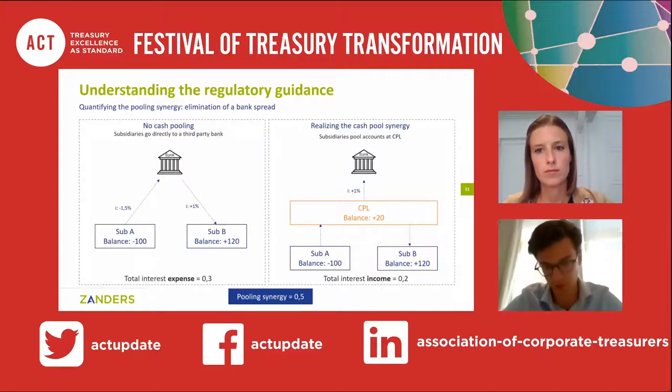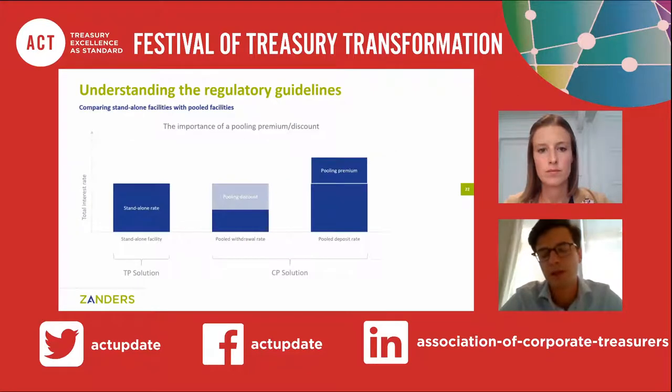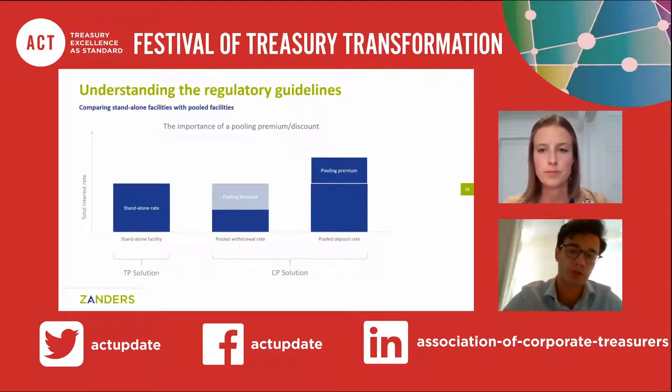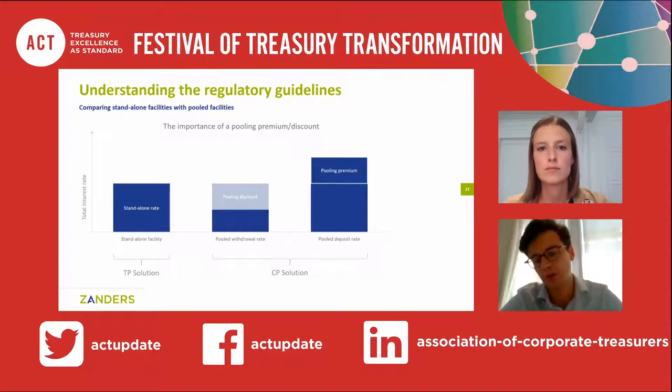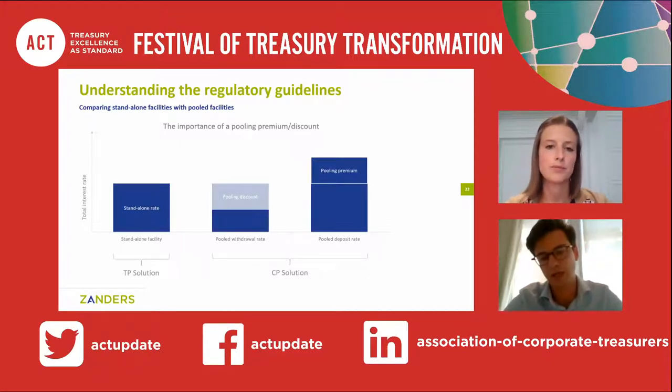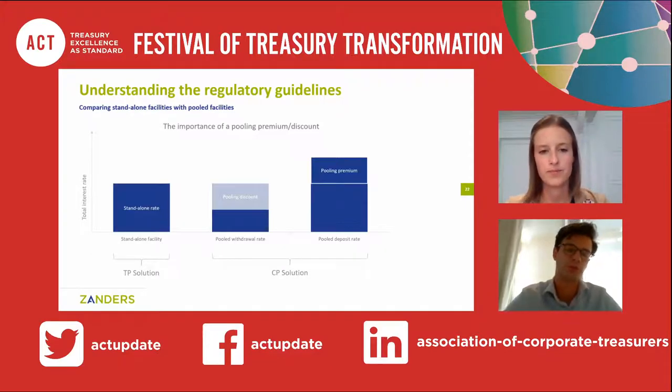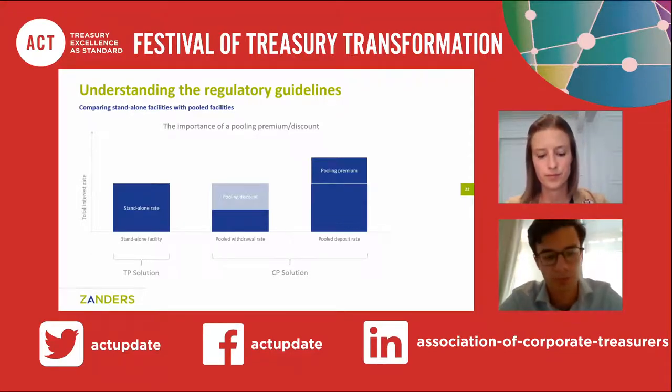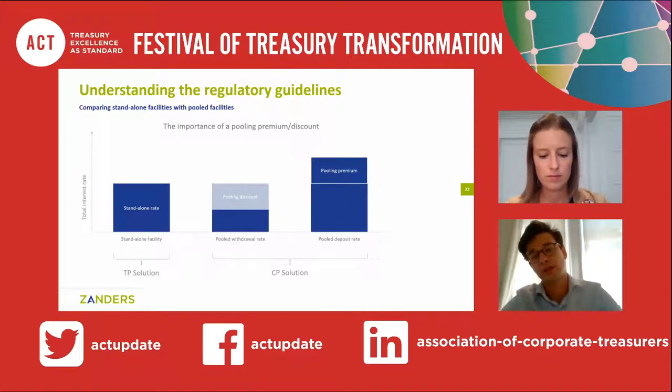As a result, you will see that there's a difference between standalone rates that Melanie has explained for intercompany loans, for example, and the interest rate within an in-house bank or cash pool. The part of the cash pool synergy that needs to be allocated will be a discount for pooled withdrawal rates or a premium for pooled deposit rates. Your starting point will again be that standalone rate that Melanie explained, but then for a shorter maturity, obviously. Then this analysis will be in order to determine the pooling discount or premium per entity participating in the pool.